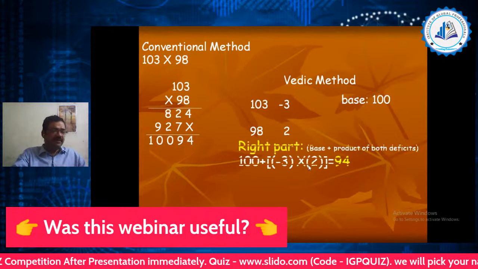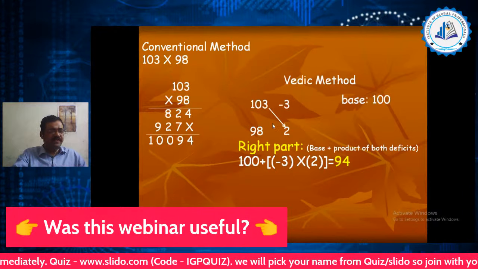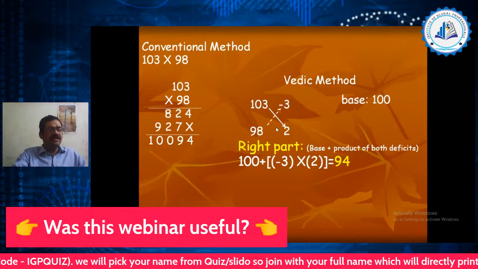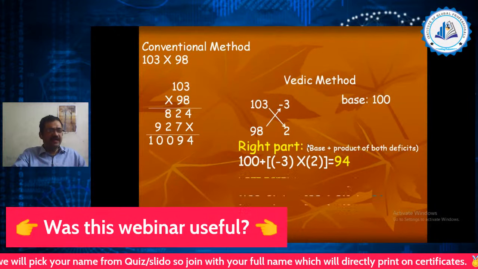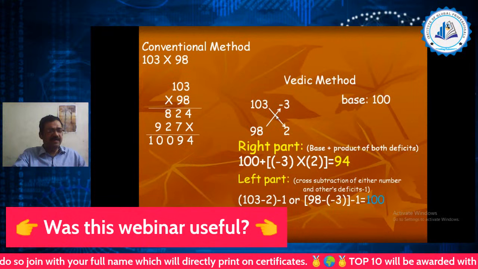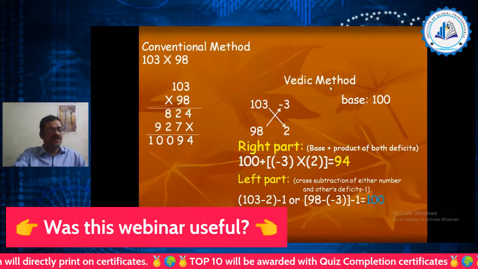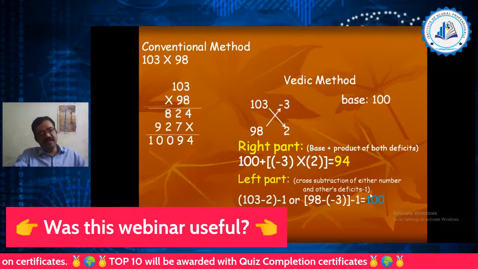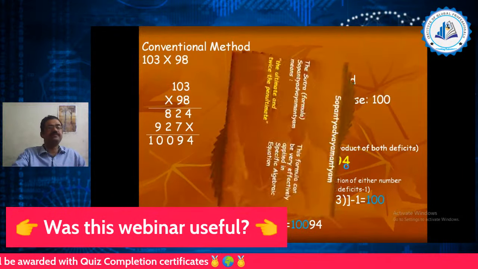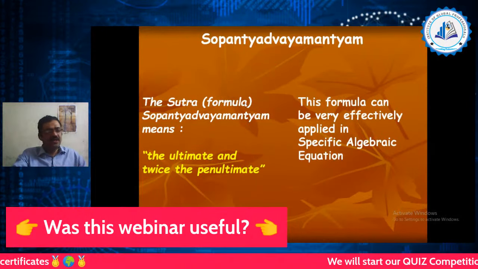So the right part is base plus product of defects. The product of defects, minus 3 times 2, is minus 6. So 100 minus 6 is 94. And in the left part, we subtract: 103 minus 2 minus 1, or 98 minus 3, that is 100. So the product of 103 and 98 is 10094.